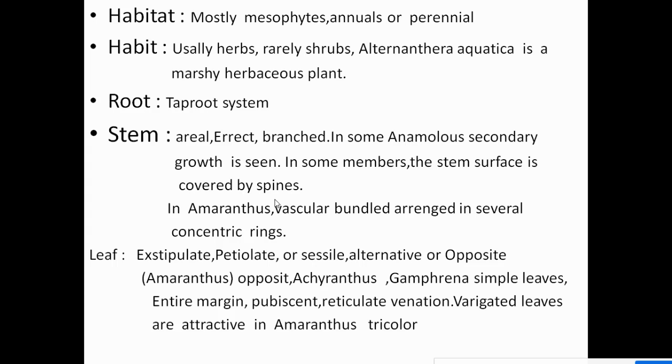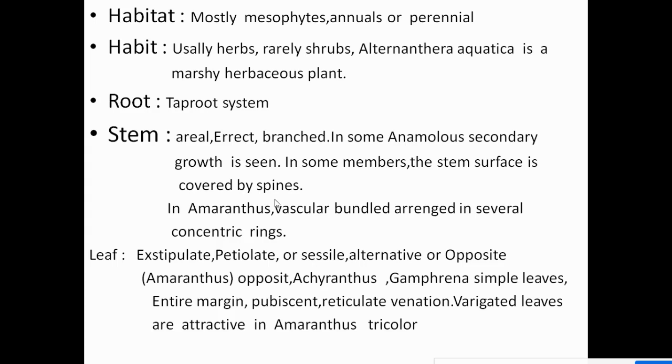As far as the stem is concerned, it is aerial, erect, branched. In some, anomalous secondary growth is also seen. In some members, the stem surface is covered by small spines, as you can see in the case of Amaranthus. Even in Amaranthus, the vascular bundles are arranged in several concentric rings.